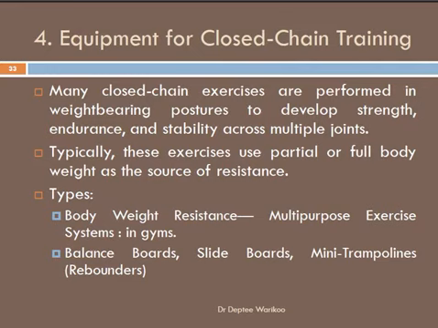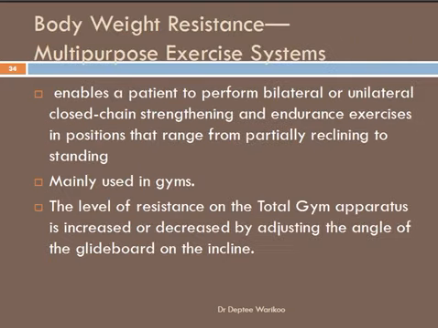Fourth type of exercises are equipment which is used for closed chain training. Mainly closed chain exercises are performed in weight bearing postures to develop strength, endurance and stability across multiple joints. Typically, these exercises use partial or full body weight as a source of resistance. So, we could mainly use it in two types: body weight resistance, multi-purpose exercise systems which are mainly used in gyms, and balance boards, slide boards, trampolines, rebounders, which could be used anywhere from gyms to your labs and OPDs.